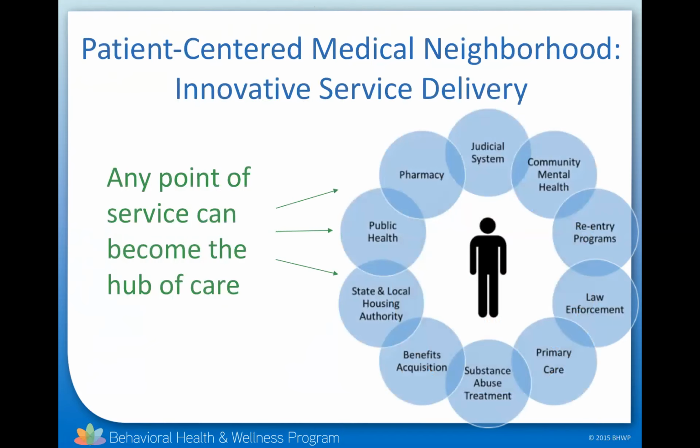we're trying to flip that around so that it's a much more person, patient-centered model where that person can get access to healthcare at any number of different settings. And you can see in this diagram here, we've highlighted a few of the common ones, whether it's the judicial system, pharmacies, local public health agencies, primary care settings, substance abuse treatment settings, et cetera, et cetera.